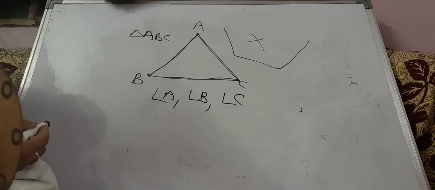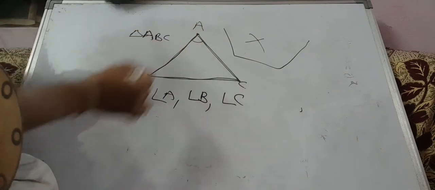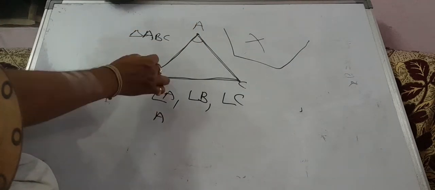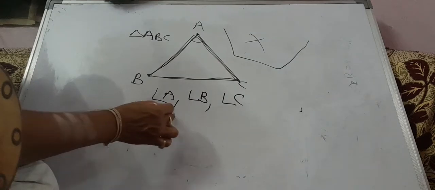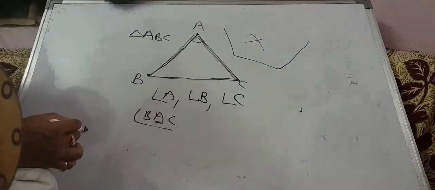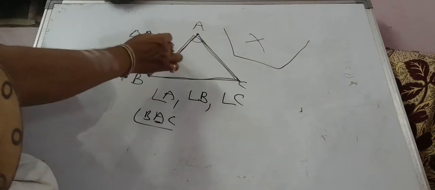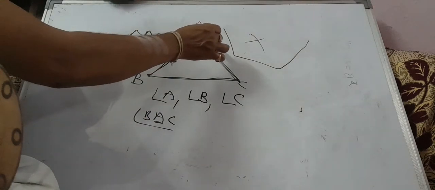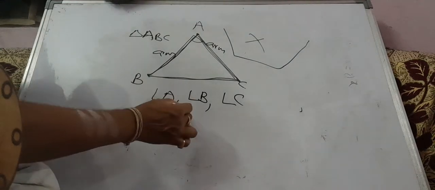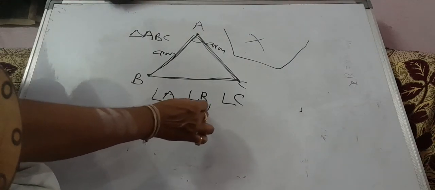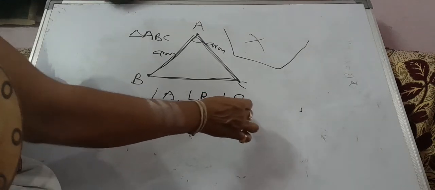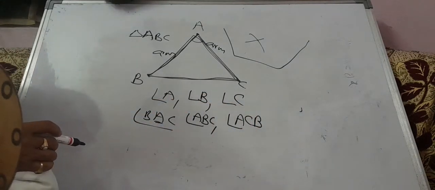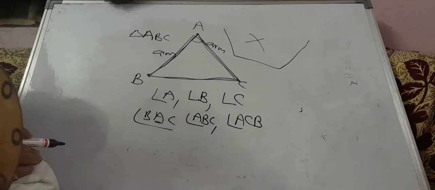But sometimes we will name the angles using three letters. This angle, if you want to represent, BAC, the vertex is the middle letter. BA is one arm, CA is one arm. In the same way, this one is ABC and this one is ACB. So the angle names can be represented with single letters or three letters.